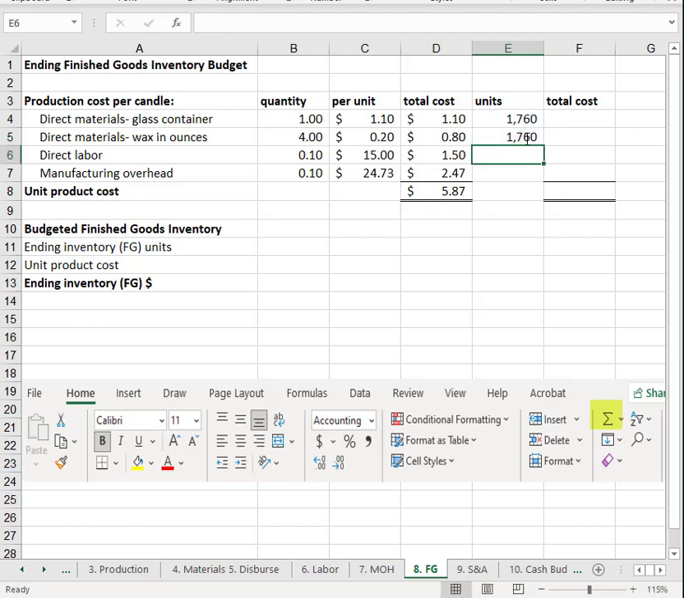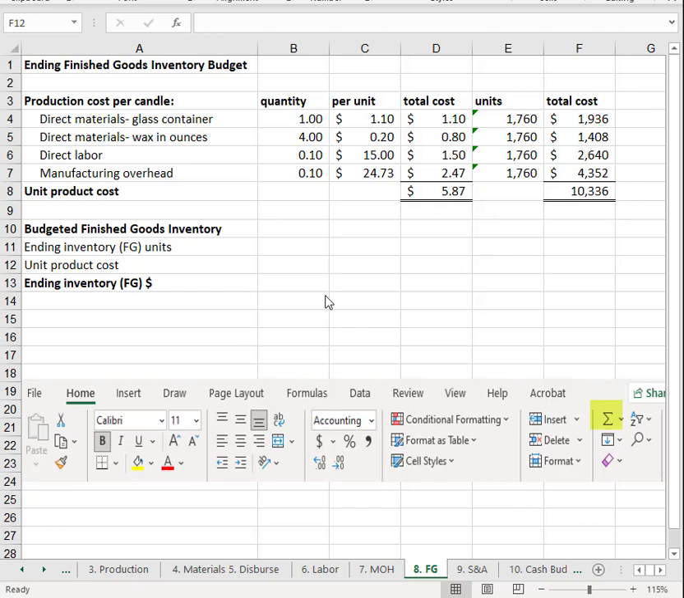I can point to that cell and use it over and over, which is fine. So then the total cost of the units produced, I can get. Let's turn that into dollars there, and then I can sum that up for the year. All right.